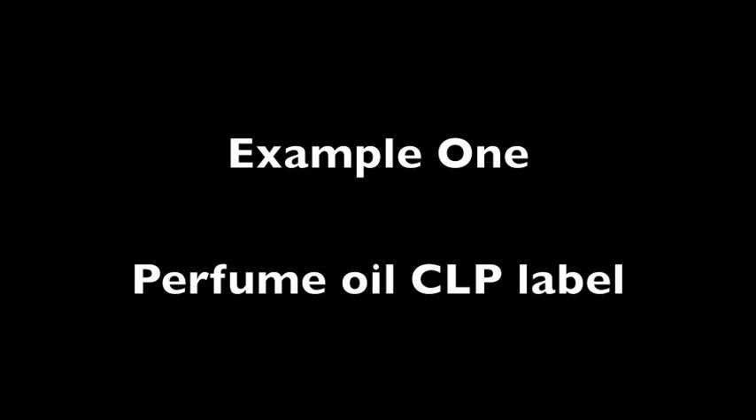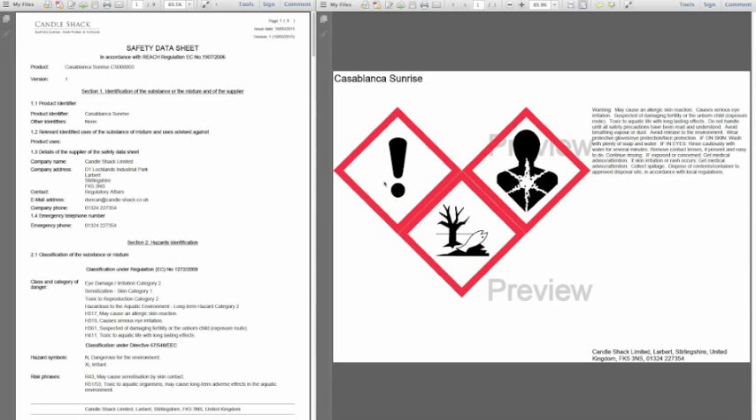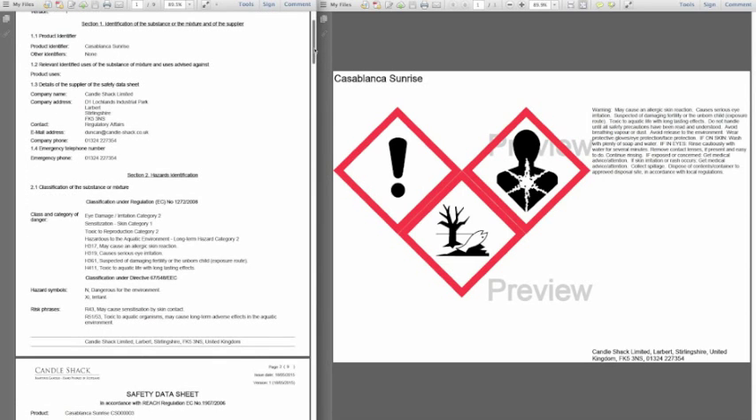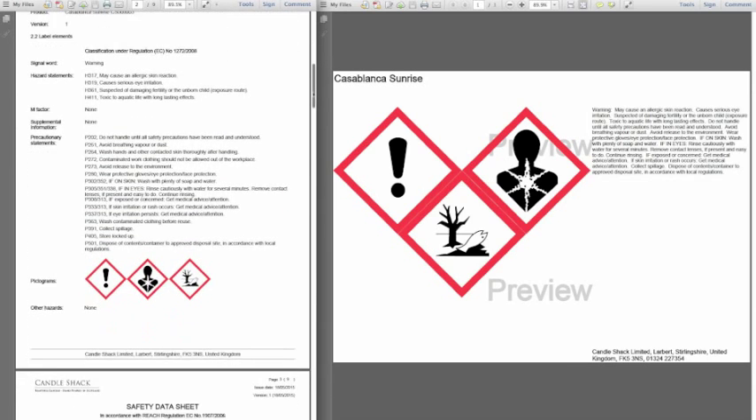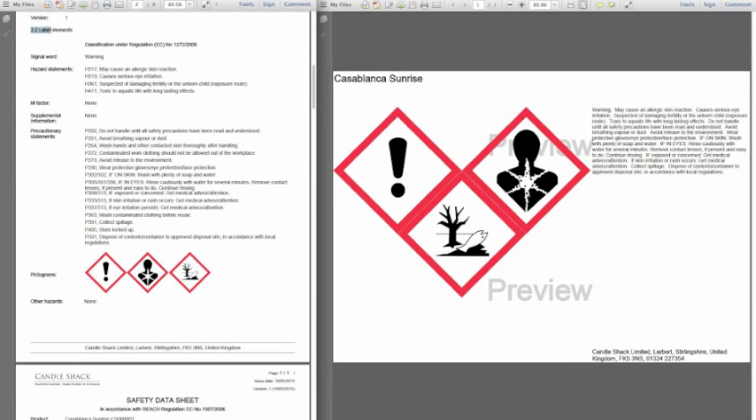Firstly, we will consider a CLP label for a perfume oil. Here we have Casablanca Sunrise, the safety data sheet. If we scroll down to section 2 on our safety data sheet under section 2.2, we can see once again the label elements that are required for this label. We have a signal word, which has been transferred onto the label. We have a number of hazard statements, as can be seen in this case there's 4.